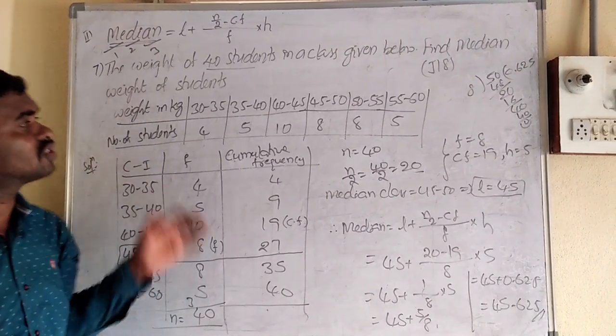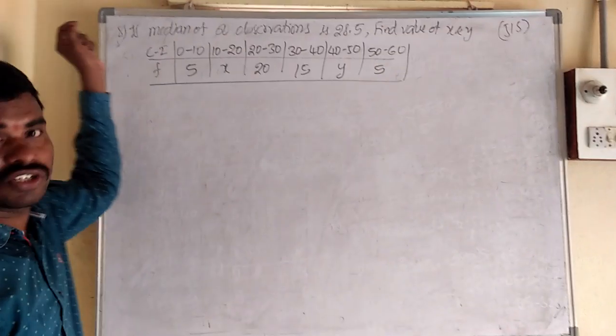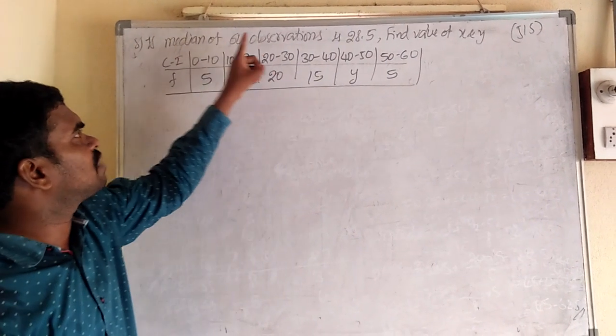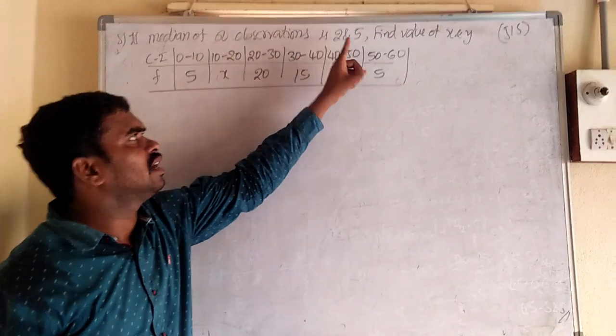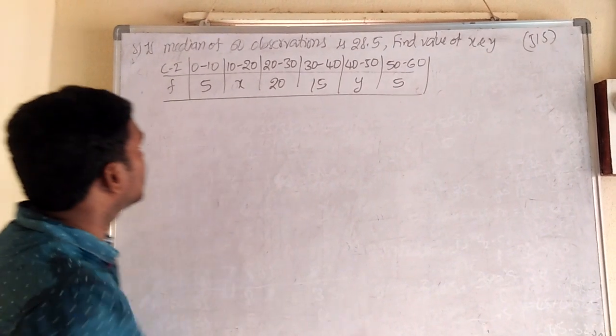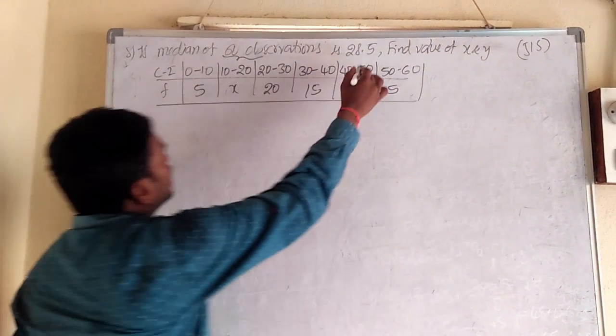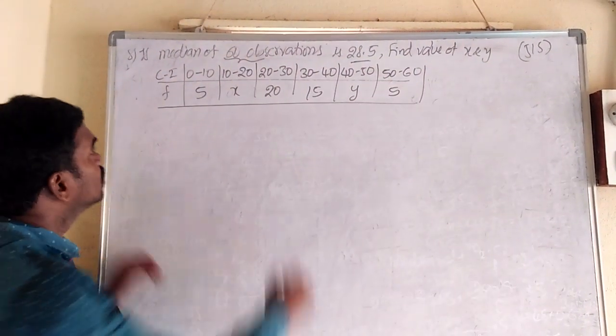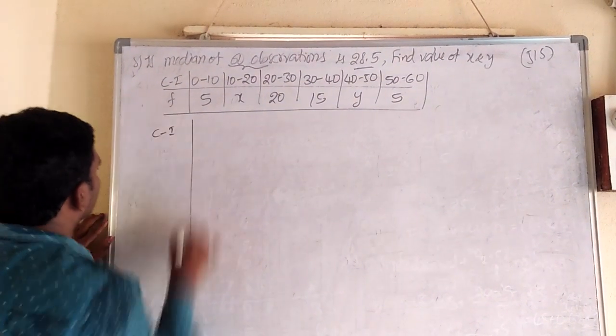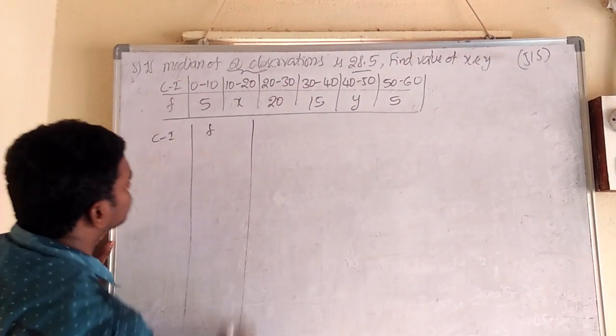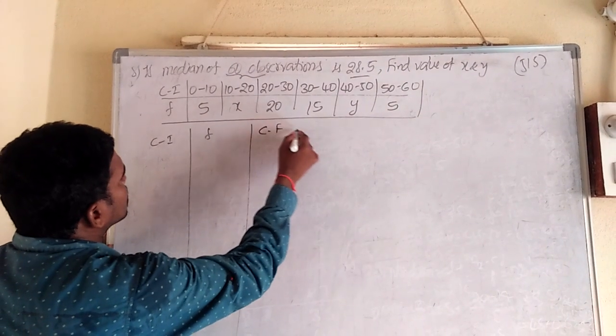So in the next and last question, let us see. Last question. Median of 60 observations is 28.5. Find the value of x and y. Okay? Here the number of observations is 60. Median is 28.5. So given class interval, frequency, cumulative frequency.